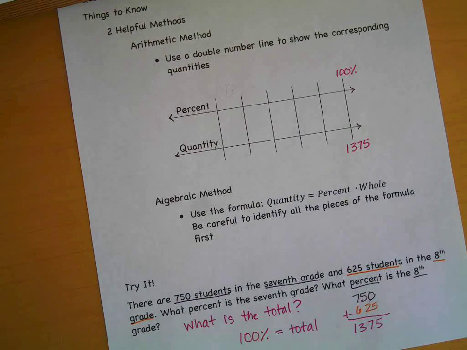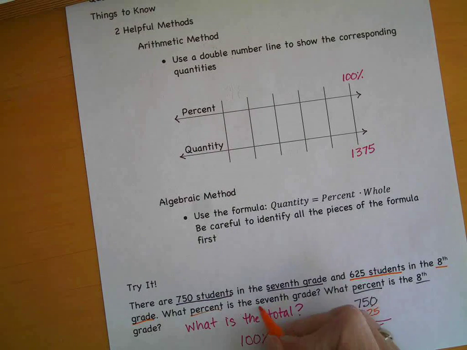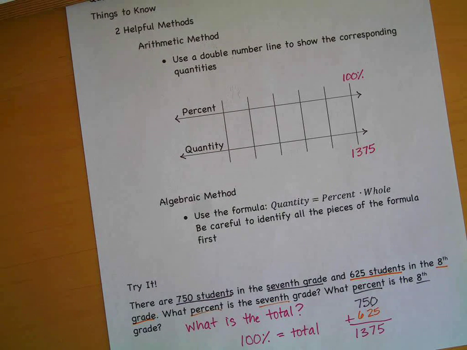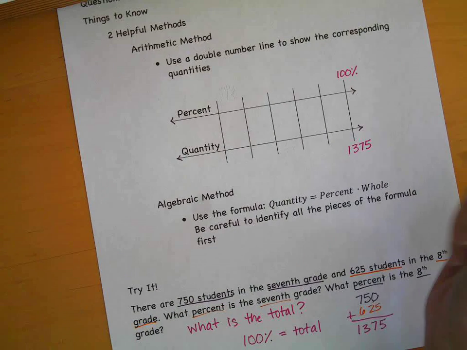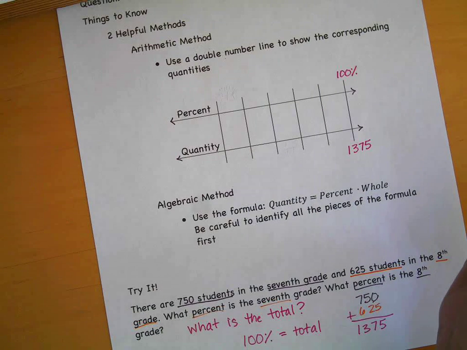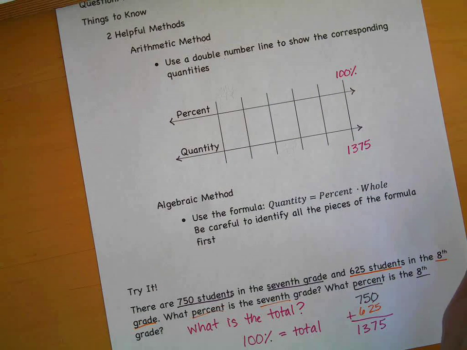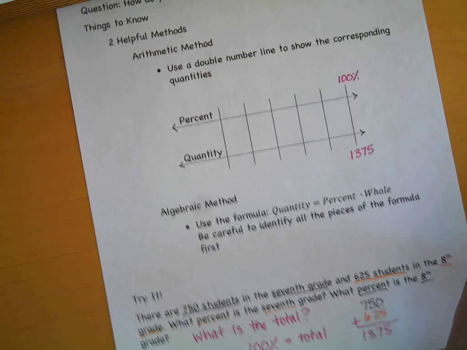So the percent of 8th grade and the percent of 7th grade. Okay, so it says 7th grade students was 750, and 8th grade students was 625. So basically what I'm going to do is list them on there, and then we're going to figure it out.